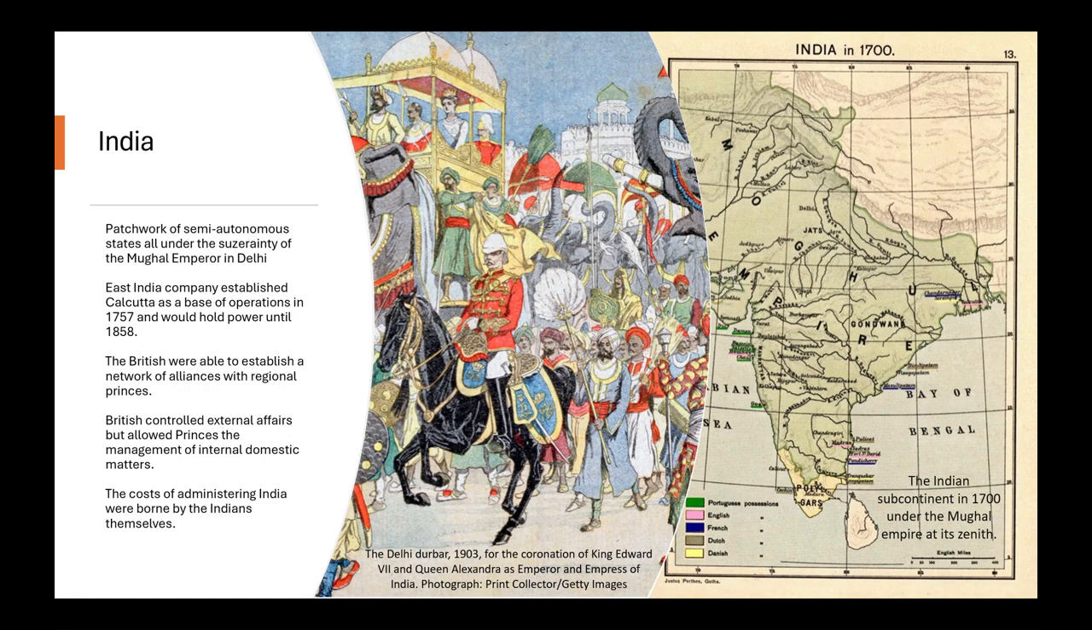Indirect rule was initially a device for the EIC to protect and administrate its interests, but in the 19th century evolved into a doctrine of imperial governance. In its treaties with ruling princes, the company sought to maximize commercial profits, limit political liabilities, and reduce operational expenses through maintenance of existing administration.